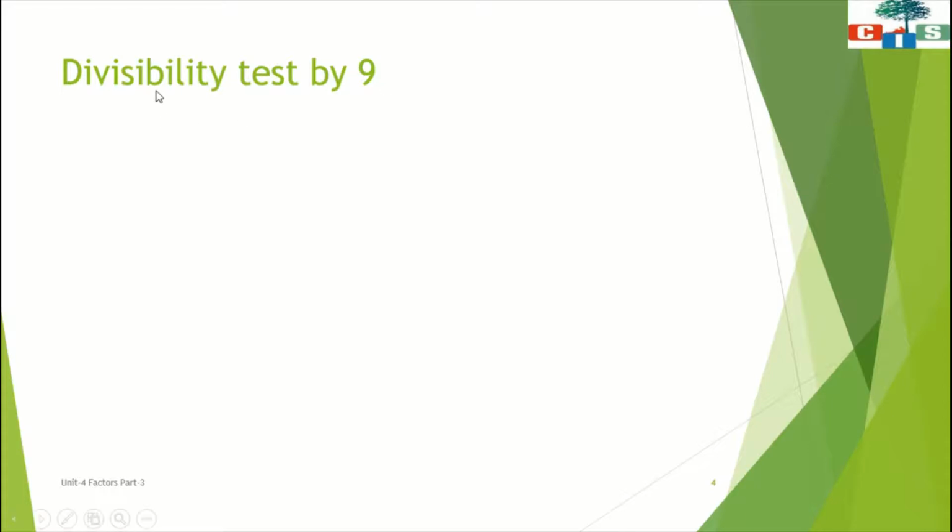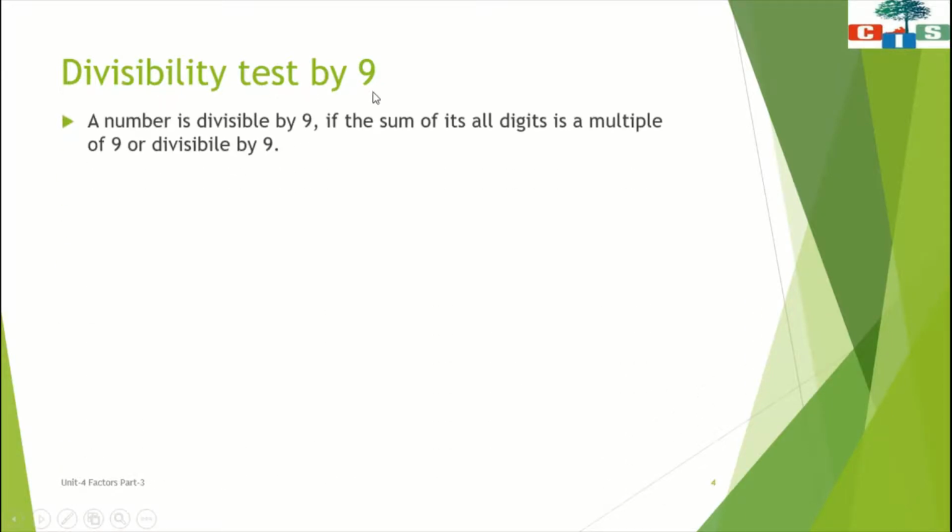Now, scholars, we will see the next test, that is divisibility test by 9. So we will first see the rule. A number is divisible by 9 if the sum of all its digits is a multiple of 9 or divisible by 9. This is the same rule as of 3. In that also we have to add all its digits and see whether the sum is divisible by 3 or not. And in this rule we have to see whether the sum is divisible by 9 or not. So we will see this with the help of example.